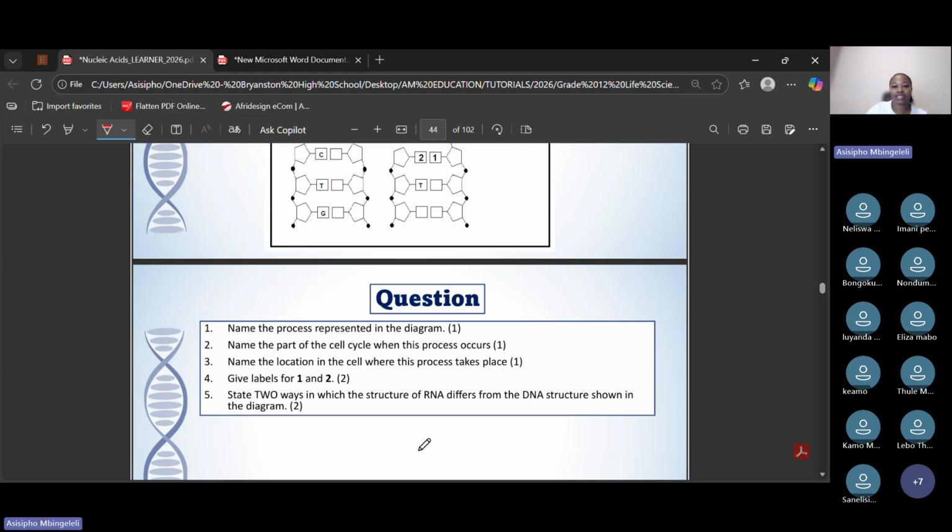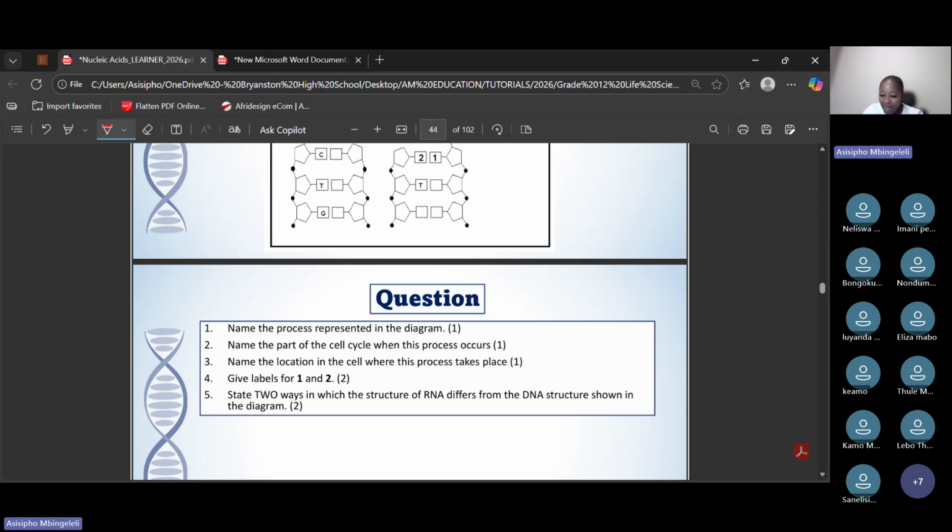Name the location in the cell where this process takes place. Bongokuhle? In the nucleus of the cell. In the nucleus of the cell.